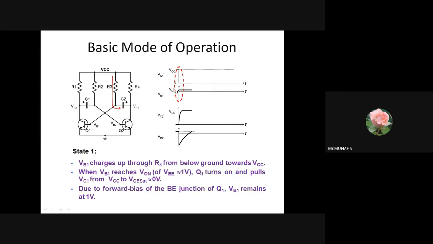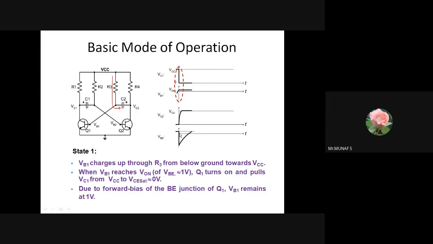saturation, the 0 level. Similarly, VB1 reaches V on, going from the negative level to the positive level at the V on position. Once it reaches this, Q1 starts to conduct. Up to that particular time period, VC2 is almost at 0 saturation. Once Q1 is in the on condition, Q2 switches to the off condition, so VC2 shifts from 0 to VCC level.